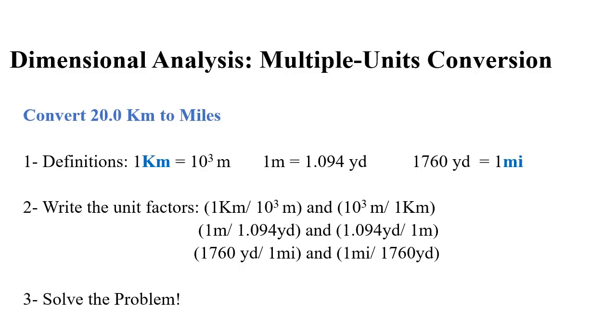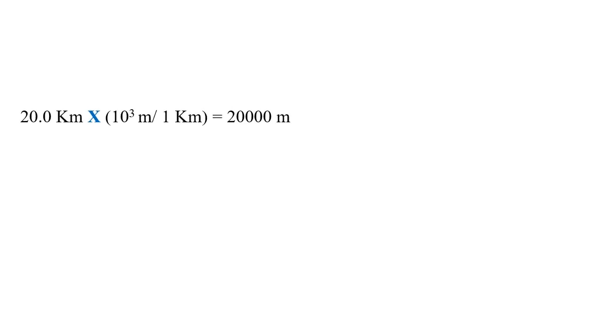Step three, solve the problem. We are done with the first two steps. We found the definitions, the relationship between the units. Step two, we wrote the unit factors, and step three is solve the problem. So first, we are going to change kilometers to meters by using the right unit factor that will allow us to cancel the kilometers and keep the meters. The answer is 20,000 meters.